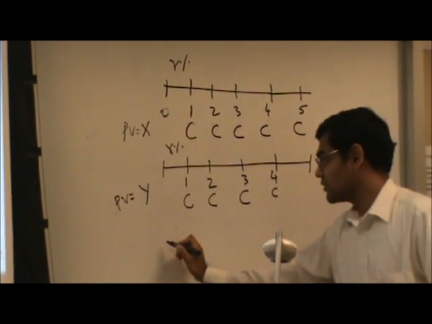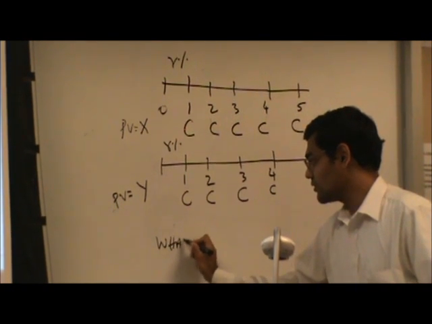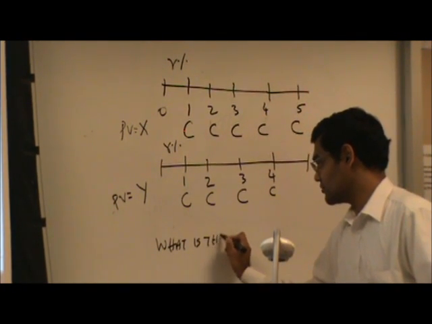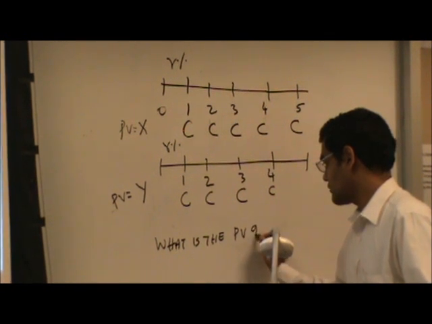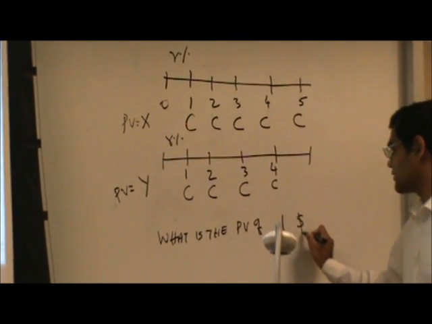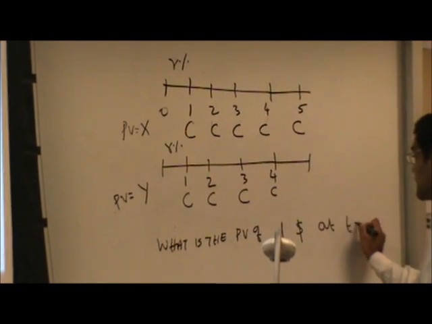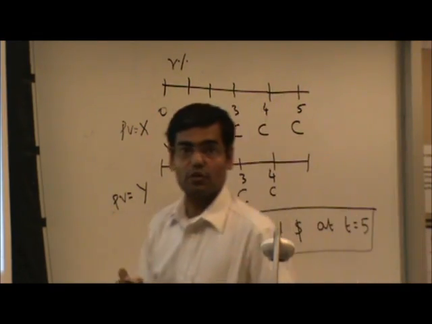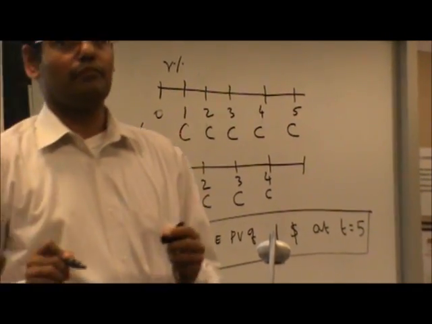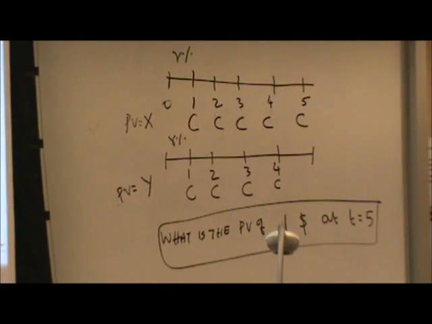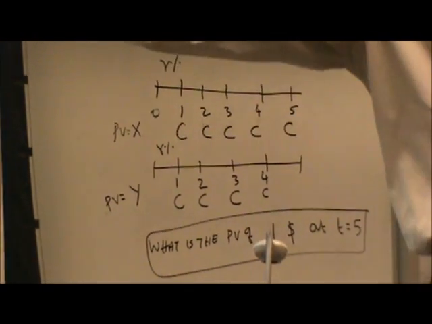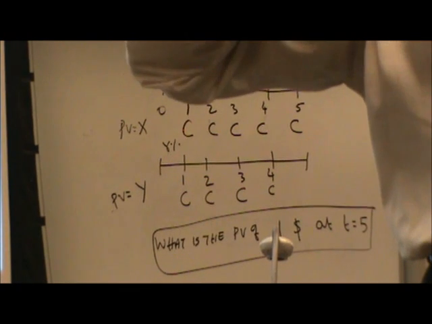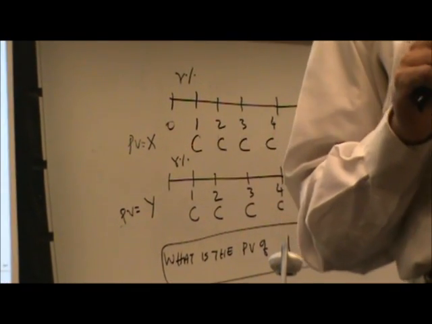The question I'm asking is, what is the present value of $1 at t equal to 5? So how will you think about this problem? So the first cash flow is a 5-year annuity. The second one is a 4-year annuity. The question is, what is the present value of $1 at time t equal to 5?